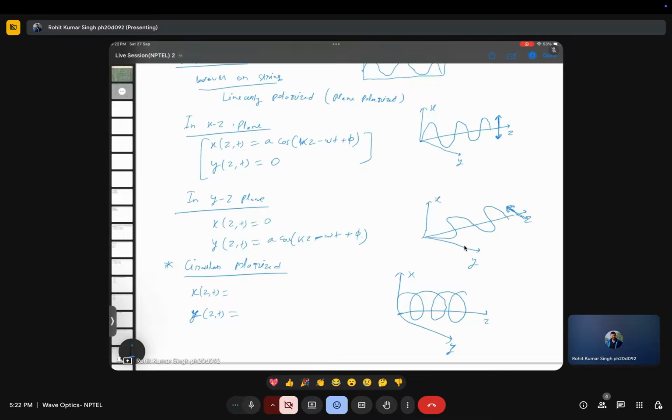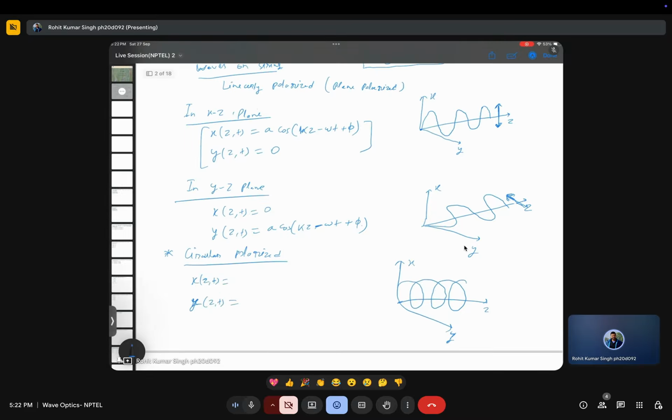Let me write the wave equation and then I'll tell you how it represents this circularly polarized wave. In x we have a cos of kz minus omega t plus phi, and in the y direction we have minus a sine of kz minus omega t plus phi. So you see, in the y direction the wave is out of phase by how much angle from the x direction?